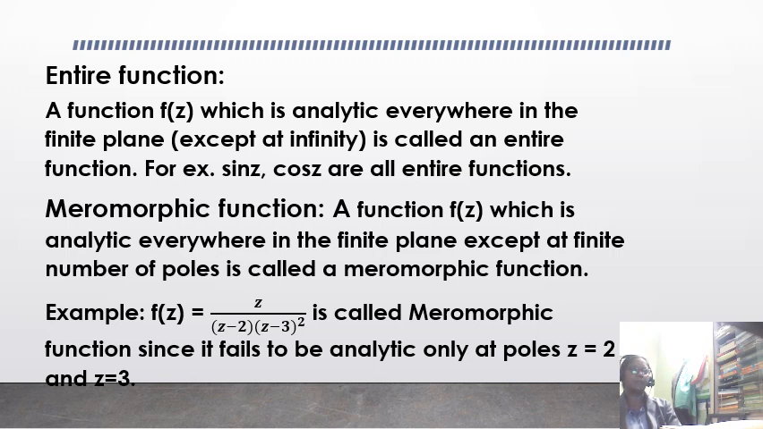Now, meromorphic function. A function f of z which is analytic everywhere in the finite plane except at a finite number of poles is called a meromorphic function. Now here is an example given for meromorphic function. z by z minus 2 into z minus 3 whole square. It is said to be a meromorphic function since it fails to be analytic at its poles z equal to 2 and z equal to 3.